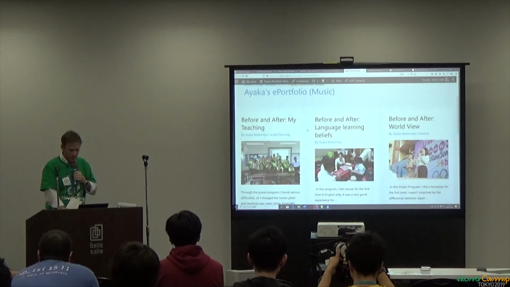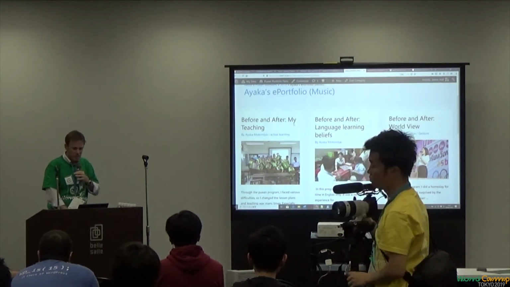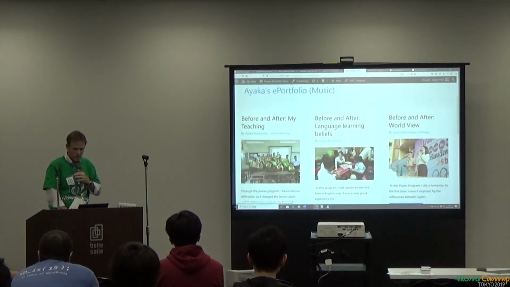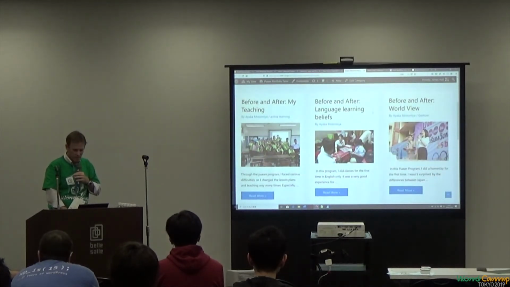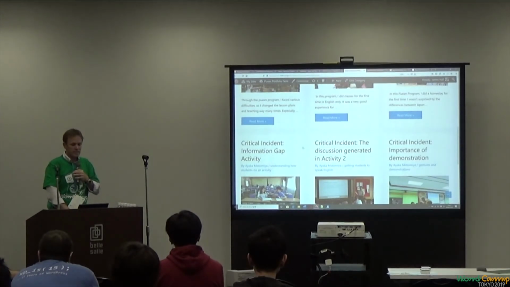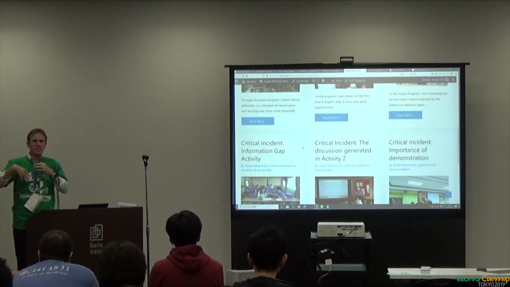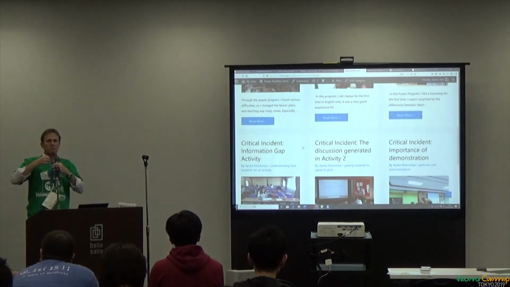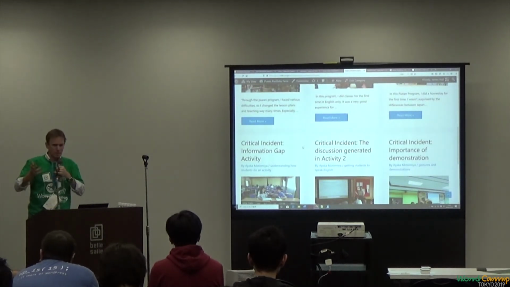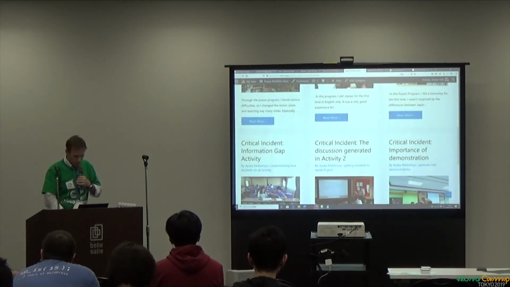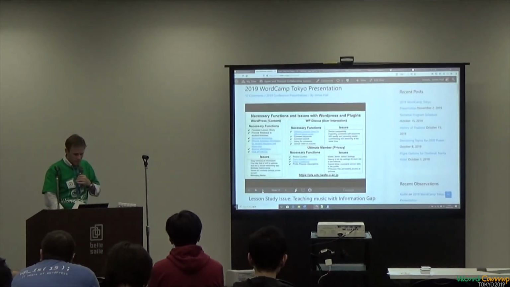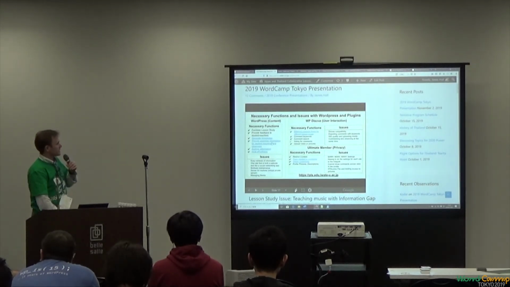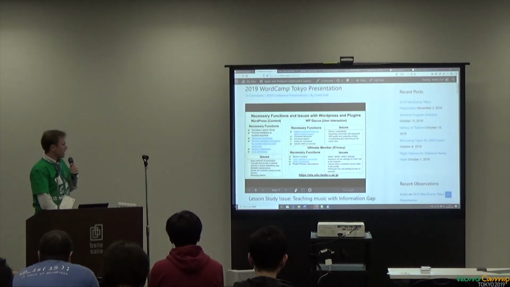This is a multi-author site. So the music girl, she wrote about how her teaching changed in Thailand, how her language learning beliefs changed, how her worldview changed, right here. And she also wrote about critical incidents, something, experience that happened in the classroom that led to a new discovery about teaching language, okay? So, those are the 3 steps. So, this is a list of the necessary functions. So, content, user interaction using WP Discuss, and privacy using Ultimate Member, okay?